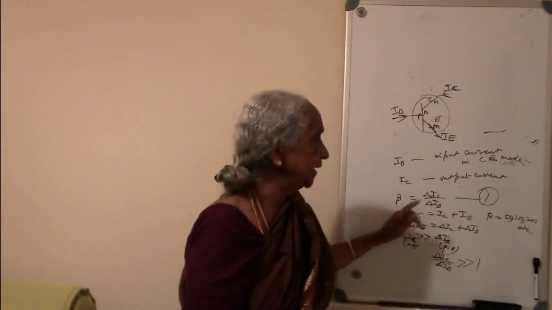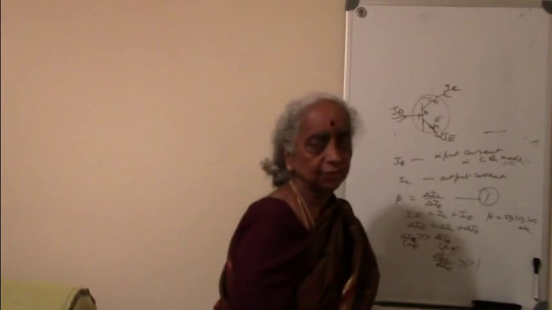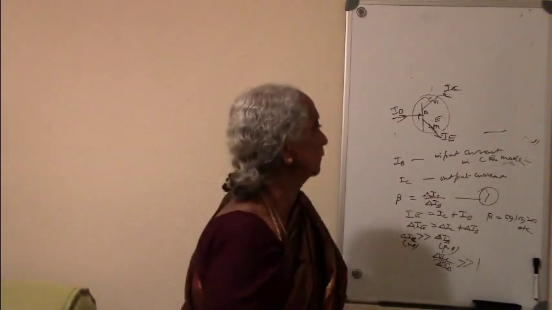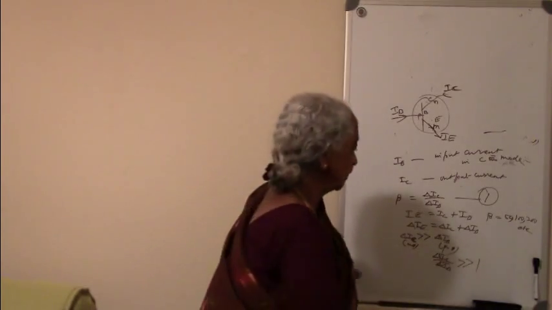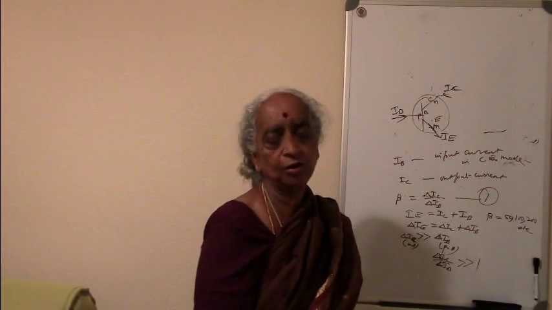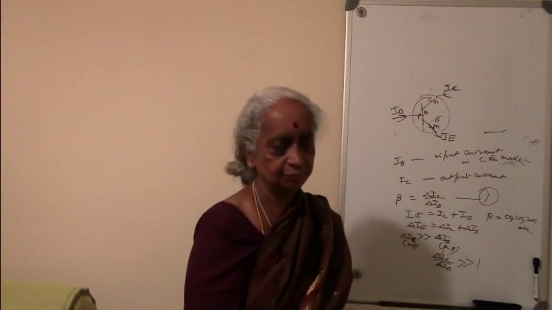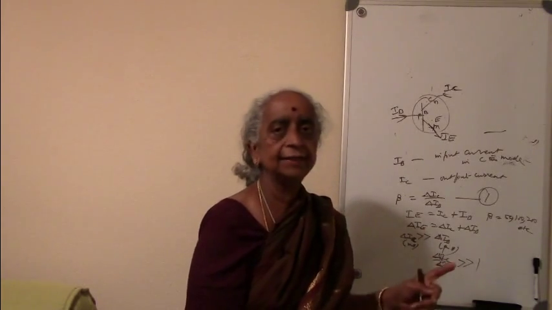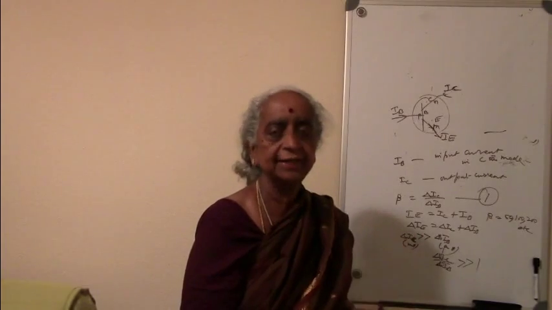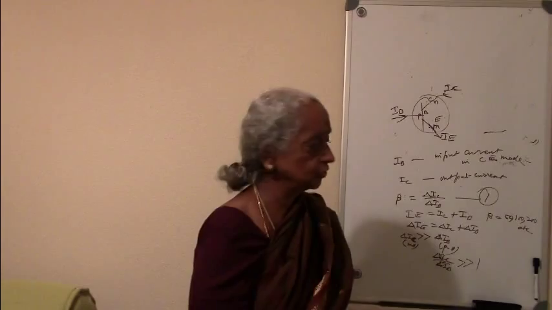So delta IC by delta IB will be that, and that is given by beta, which is very large, namely of the order of 50, 100, 200, etc. This is what you should know. Delta IC is of the order of milliamps. Delta IE is also of the order of milliamps. And delta IB will be of the order of microamps. And delta IC will be nearly equal to delta IE, but still, however, delta IC will be less than delta IE. These are some small things that you should know.